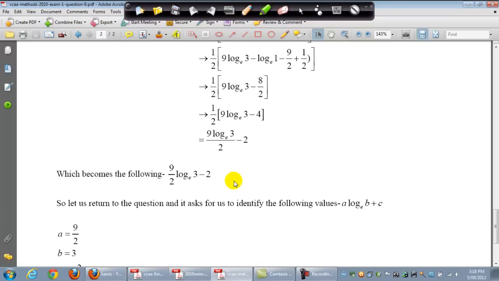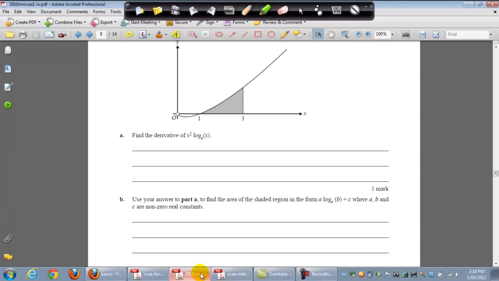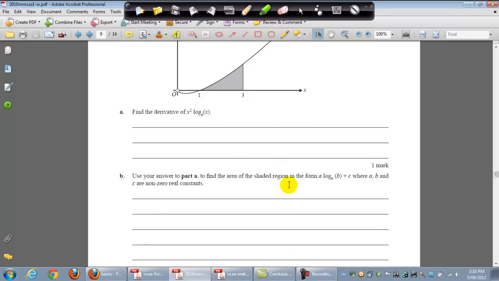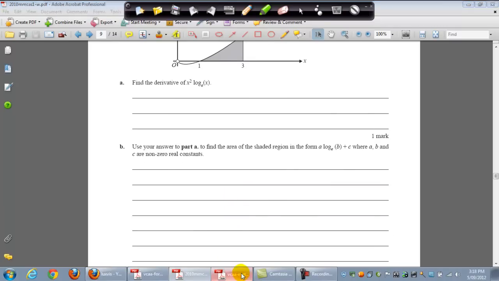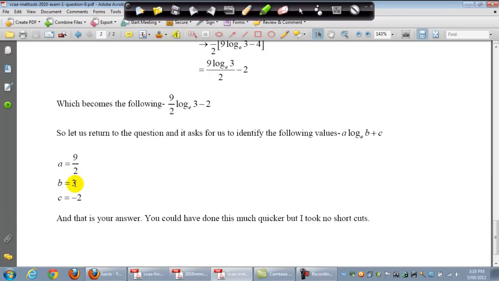Now, you haven't finished yet, because if you look at the question, it says, use your answer to find the area of the shaded region in the form of A log e B plus C, where A and B and C are non-zero. So you have to really identify what A and B and C is. And so we can do that. A is 9 on 2, B is equal to 3, C equals minus 2. So there's our answer.